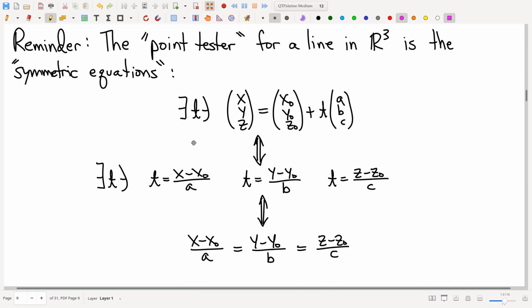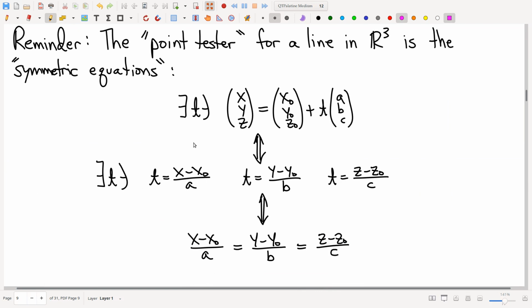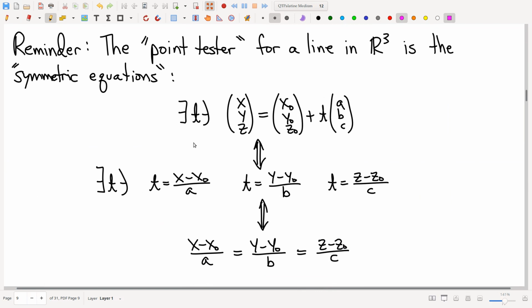Okay. This last little thing, I'm going to be real quick about this. How do we create a point tester? What you might want to call an equation for a line in R3. Can we write down an equation for a line in R3? Well, an equation would typically give us a surface, as I mentioned before. So it wouldn't typically give us something like a line.